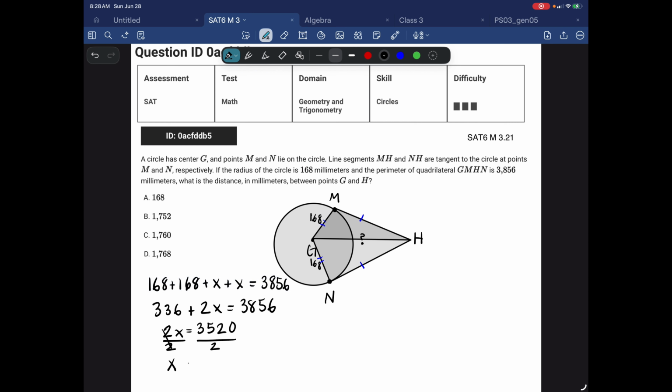and you get x equals 1760, which you can see is a trap answer here, because 1760 is just the value of MH and NH. But we have to do more work to figure out G to H.